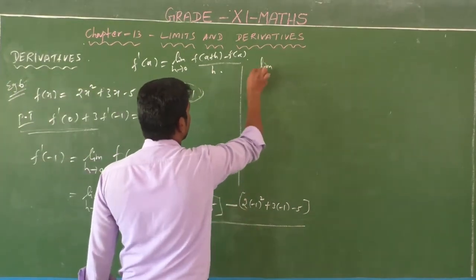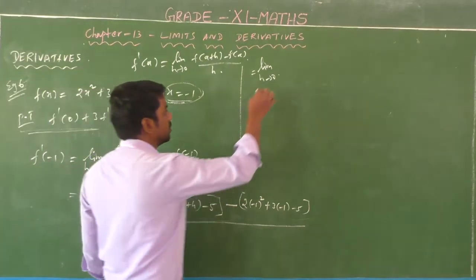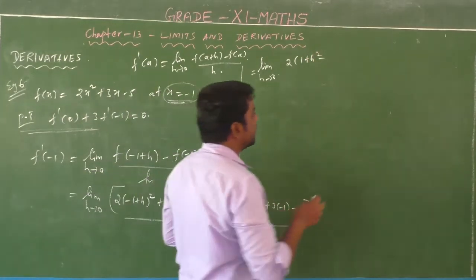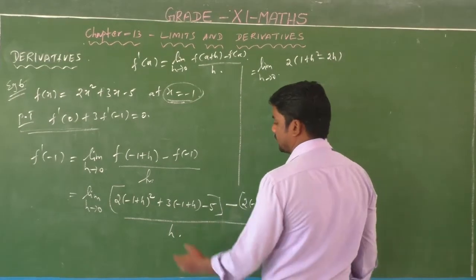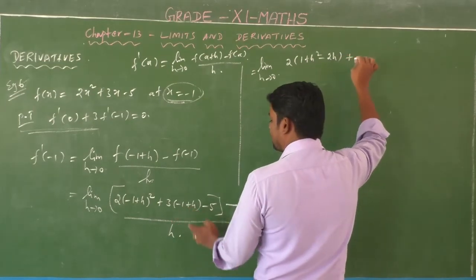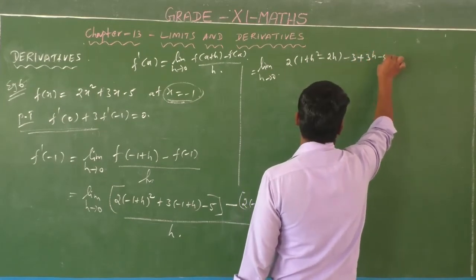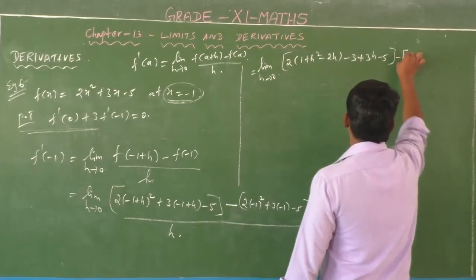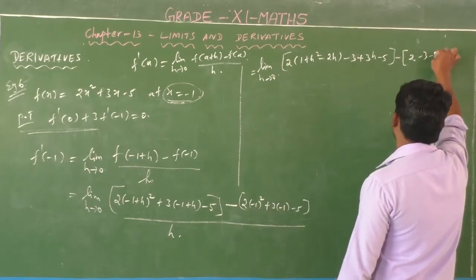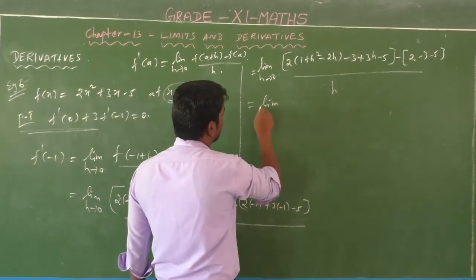Limit h tends to 0. 2 into (minus 1 plus h) the whole square, using the a minus b whole squared formula, a squared plus b squared minus 2ab: 1 plus h squared minus 2h. So 2 into that, plus 3 into (minus 1 plus h), minus 3 plus 3h, minus 5, minus 2 into (minus 1) whole square, which is 1, then 3 minus 3 minus 5, whole divided by h.